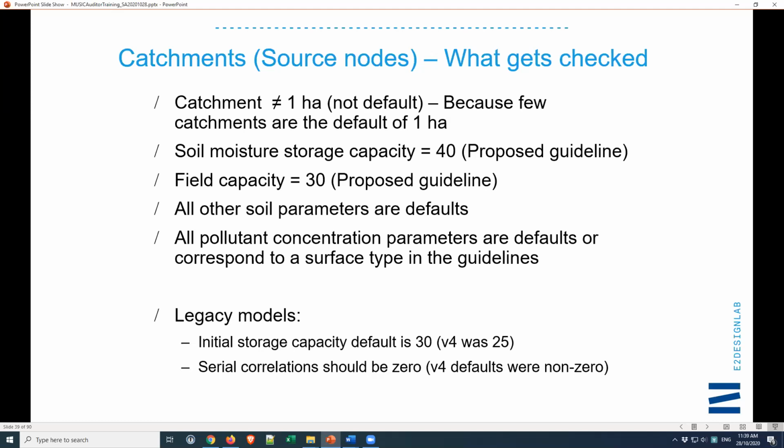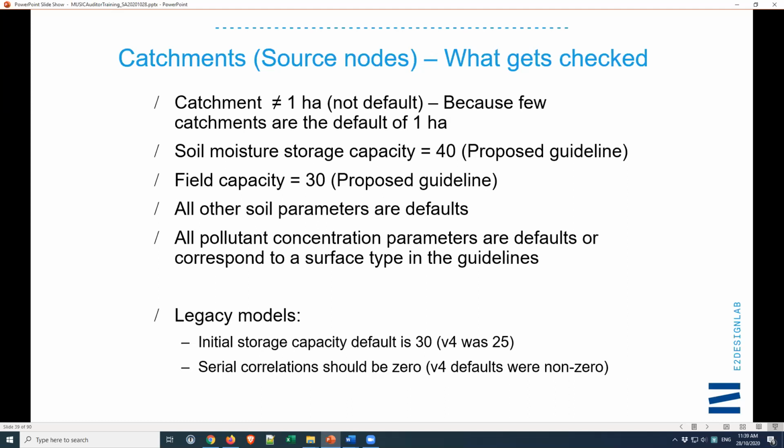For all of the other soil parameters in MUSIC, the general expectation is that most of the time they will all be at their defaults. So all we're doing is checking that all of those parameters are defaults. Obviously if someone's changing things, you'll probably get either all or nothing there. Either it'll flag none of them or it'll flag all of those parameters.